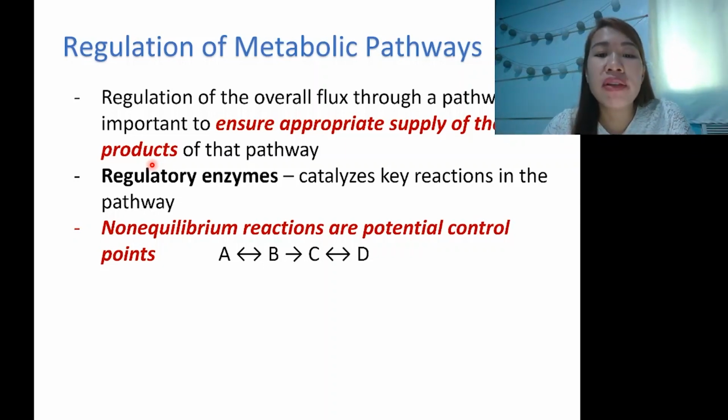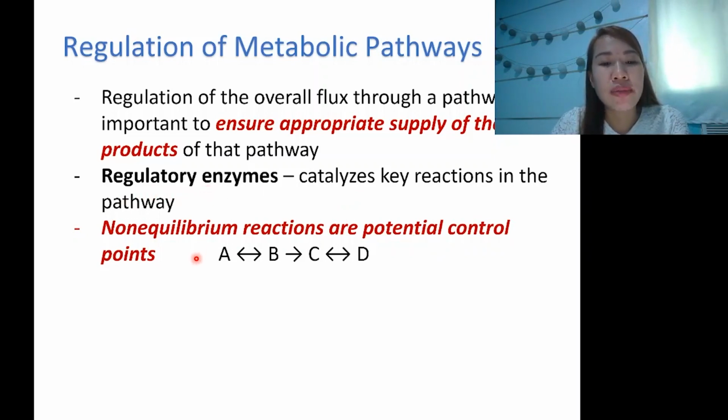But if you give the appropriate supply of the products, then you will have what you want. You will become a doctor. Okay? So, the regulatory enzymes are those which catalyze the key reactions in the pathway. When we say catalyze, they hasten or make it faster. These reactions are made faster because of this regulatory enzyme. So, they are very important.